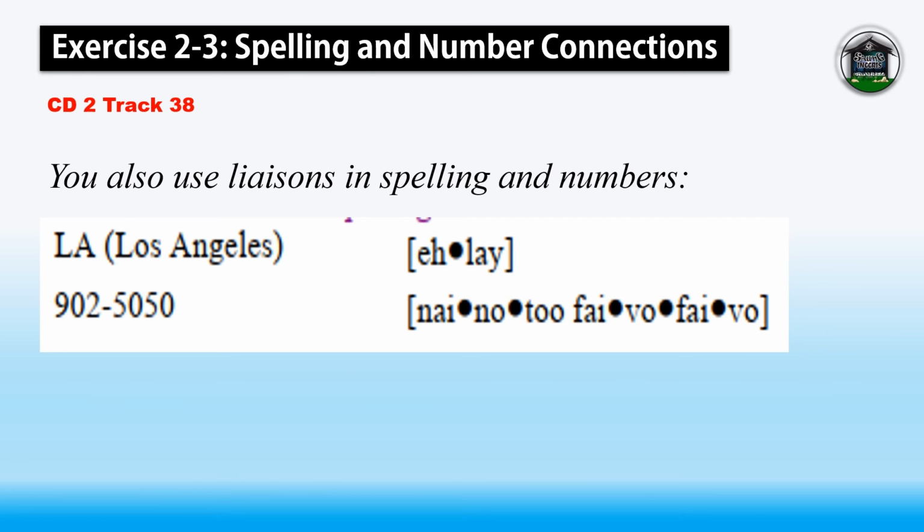Exercise 2-3, Spelling and Number Connections. You also use liaisons in spelling and numbers. LA, 902, 5050.